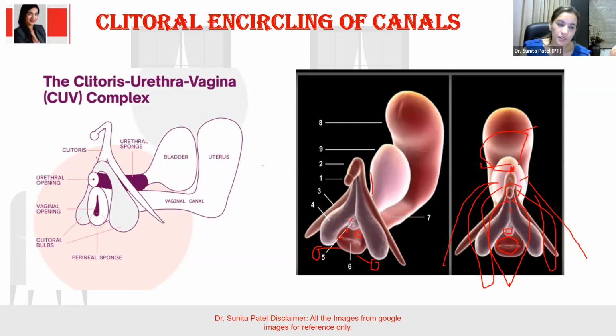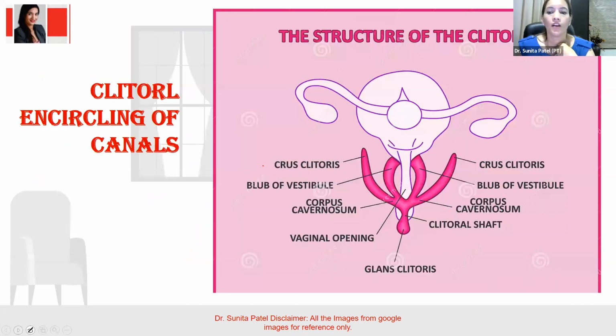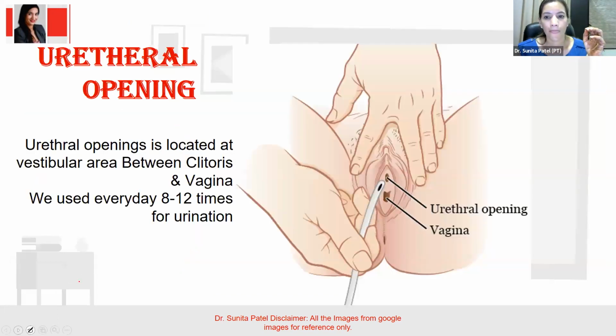So yeah, this is the picture: urethra, vagina, this is the bulb of vestibule, legs of clitoris, body of the clitoris. I think you understood now. Clitoral urethral vagina complex, we can say that. So this is how beautifully our sexual organ is encircling our vagina as well as the urethra, our canals. And we can come outside and view that externally.